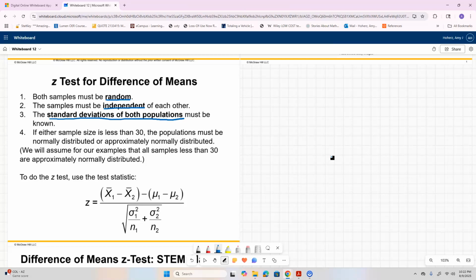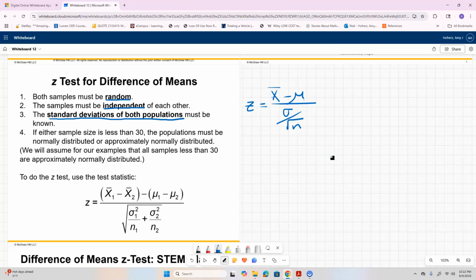So now to the formula. This formula looks kind of intimidating, but think back to the formula that we had before. So before we had z equals x bar minus mu over sigma over square root of n. Now what's different here is because we have 2 samples, we basically have to double every one of those variables. So instead of x bar, we have x bar 1 minus x bar 2.